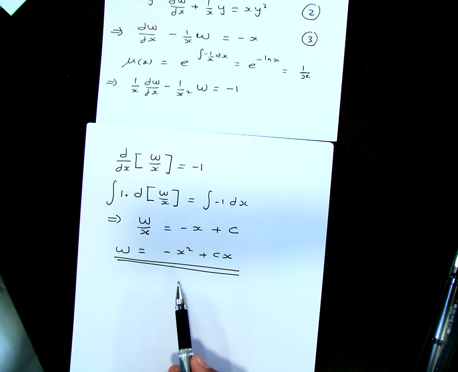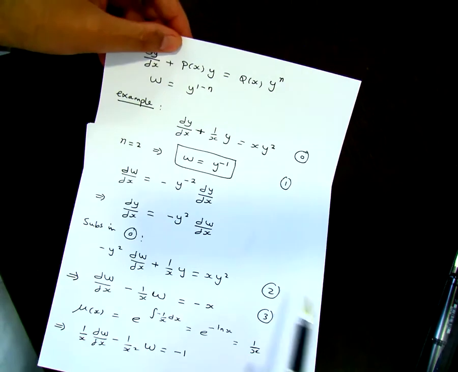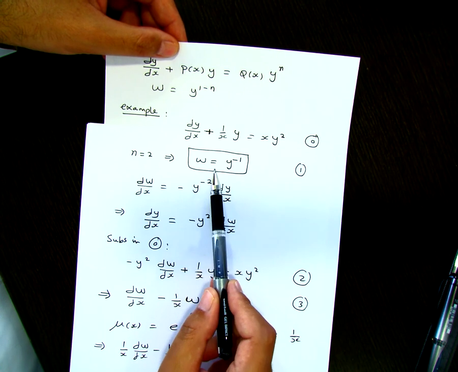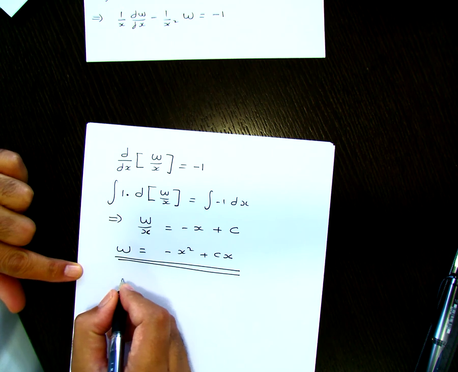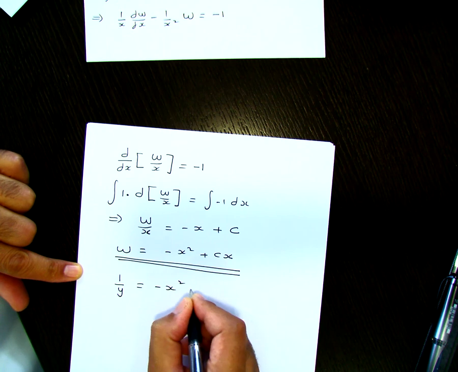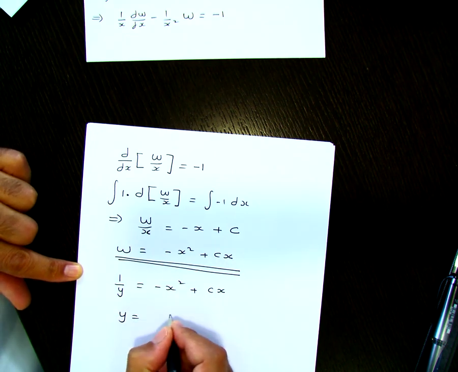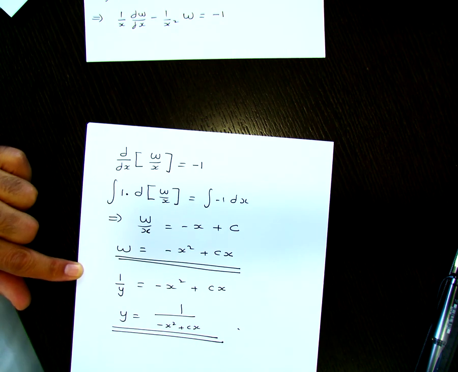However, we are now seeking a solution in terms of y. So we go back to equation 1, where w equal y to the power minus 1. We can now write 1 over y for w equal minus x squared plus cx, or simply y equal 1 over minus x squared plus cx. And that is the general solution for y. Thank you.